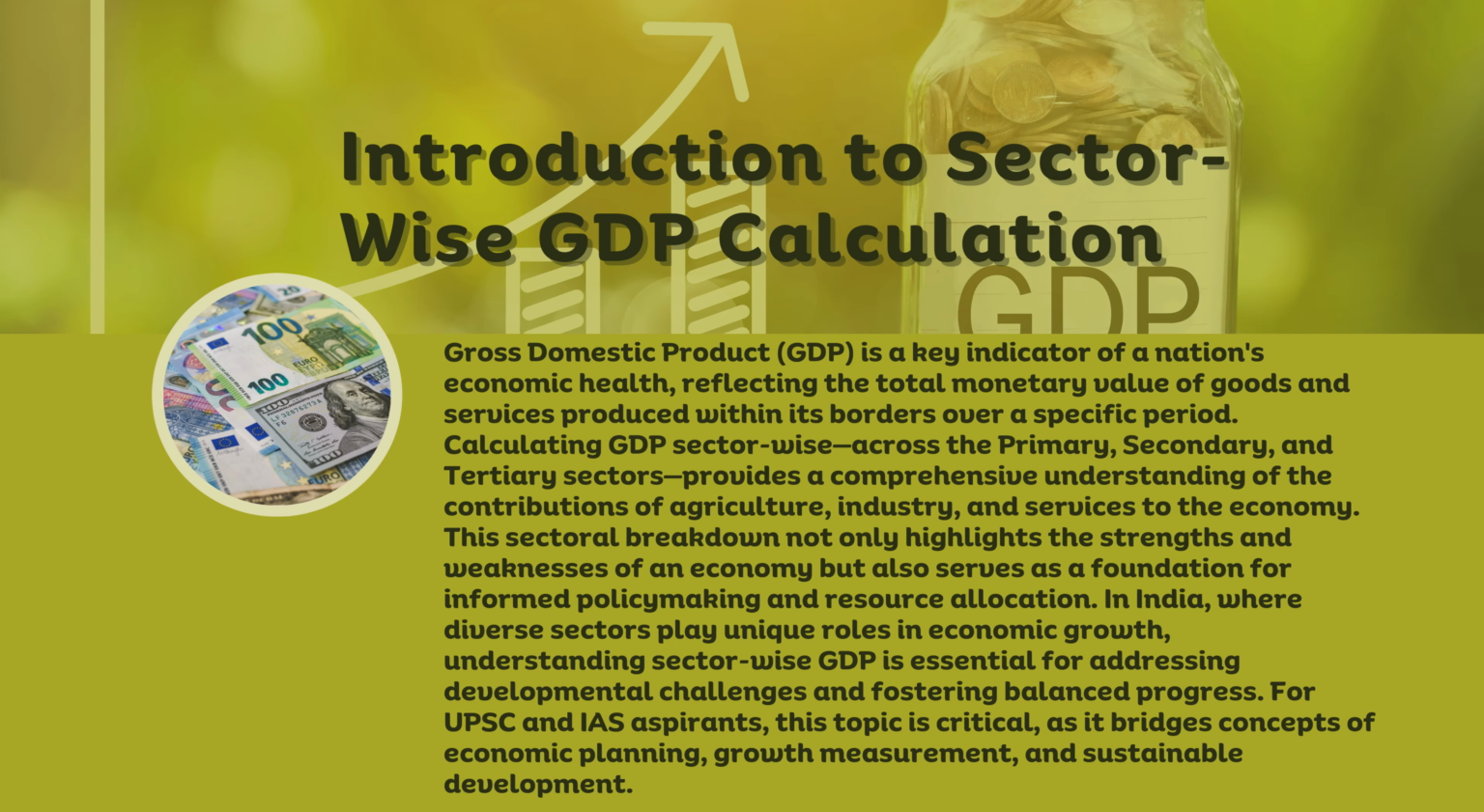Introduction: Gross Domestic Product, GDP, is a key indicator of a nation's economic health, reflecting the total monetary value of goods and services produced within its borders over a specific period. Calculating GDP sector-wise, across the primary, secondary, and tertiary sectors, provides a comprehensive understanding of the contributions of agriculture, industry, and services to the economy. This sectoral breakdown not only highlights the strengths and weaknesses of an economy but also serves as a foundation for informed policymaking and resource allocation.